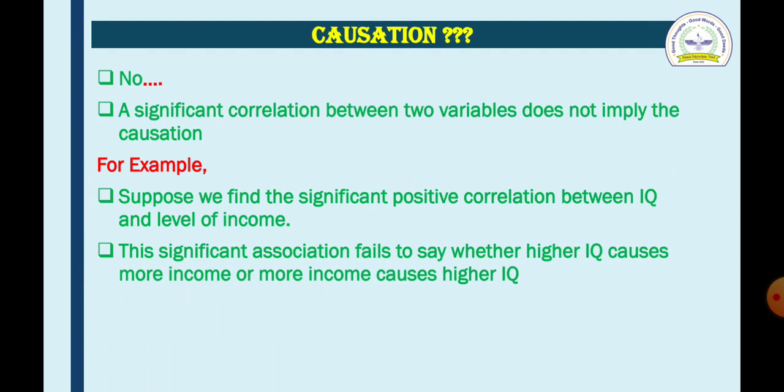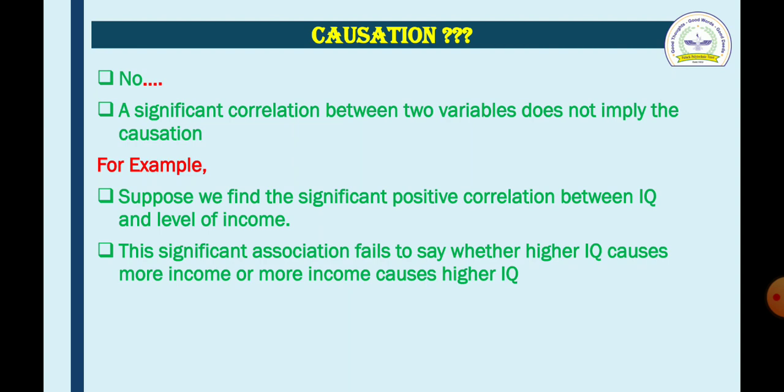Now, does the correlation coefficient imply causation? The answer is no. A significant correlation between two variables does not imply causation. So correlation and causation are two different things. We cannot establish a causal relationship between two variables with the help of correlation analysis. Let us understand with the help of an example.